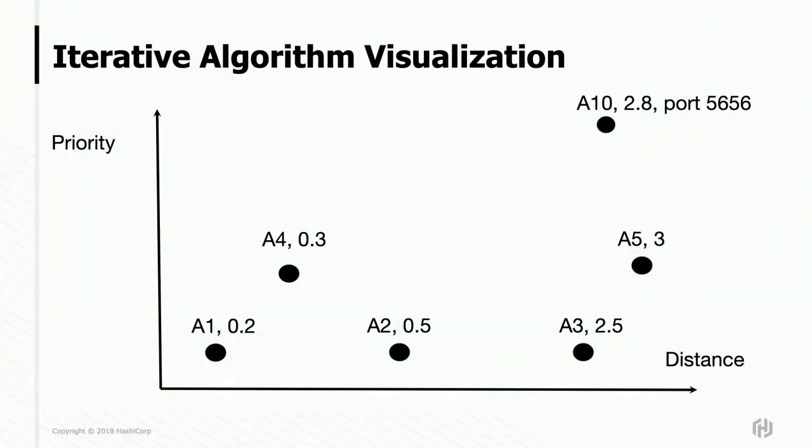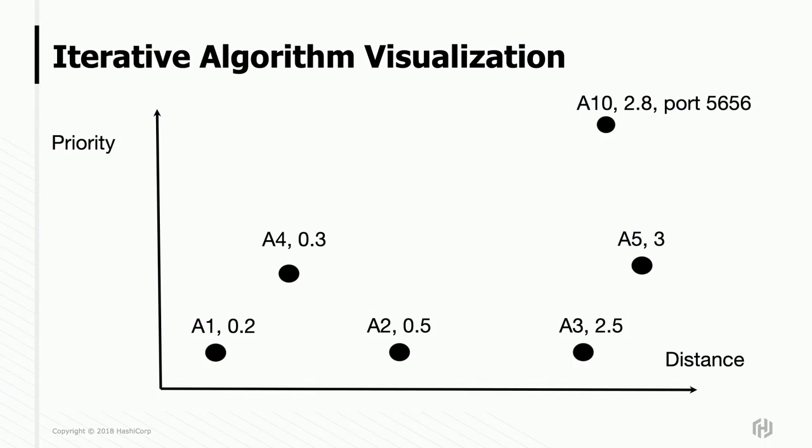That was a lot of math all at once. To help solidify this concept, let's walk through an example with some diagrams. So here's a scatter plot. Each dot represents an allocation that's running on a single node. And what we're going to do is walk through all these allocations to figure out which ones we need to preempt in order to place the new incoming allocation.